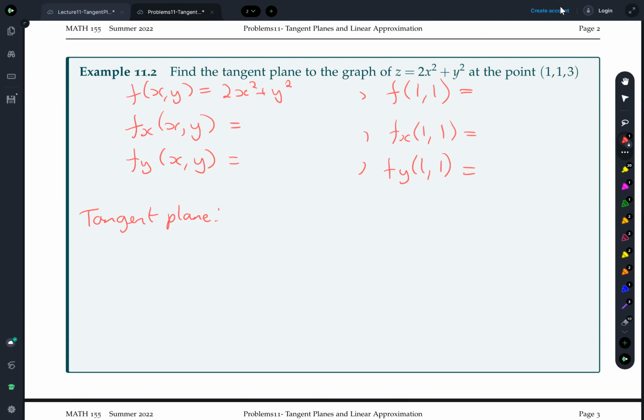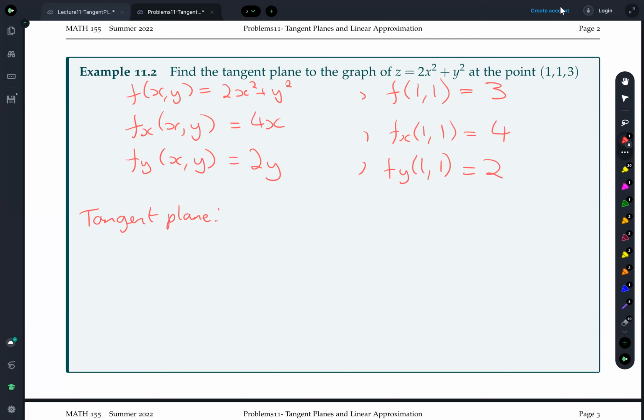Okay, let's work through this together then. Everyone just shout out, what is the partial with respect to x, just in general? 4x. Partial with respect to y? 2y. Our function evaluated at (1, 1)? Three. Our partial with respect to x at (1, 1), and our partial with respect to y at (1, 1).